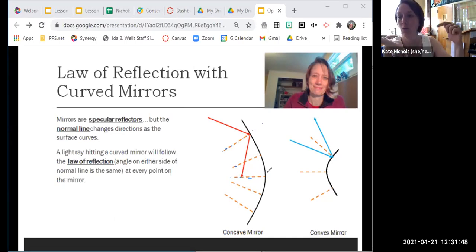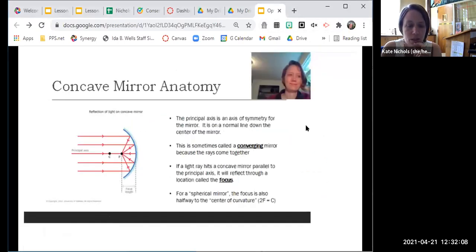Unlike a plain flat mirror, where no matter where I hit, if I'm coming in, I always bounce off at the same angle because the mirror itself is flat. So you've got to keep in mind that the law of reflection is occurring, but it depends on where on the device the light ray is actually hitting. In a concave mirror, or actually in a convex mirror, this is going to be the same.